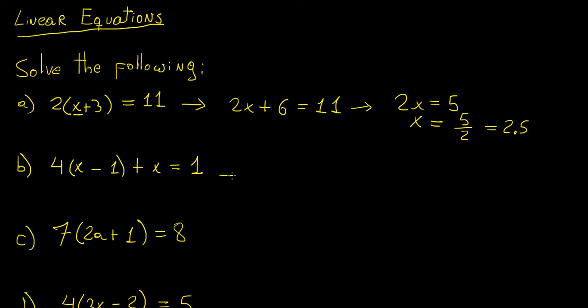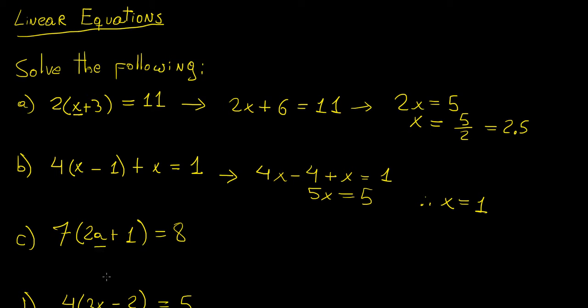For the next one, we can expand the left-hand side first, so that's going to become 4x minus 4 plus x equals 1. And then from here, we can add the two x's together. We can add a 4 to both sides to get rid of it on this side. So that's going to become 1 plus 4 is 5. And then that means that our answer is going to be x equals 1.